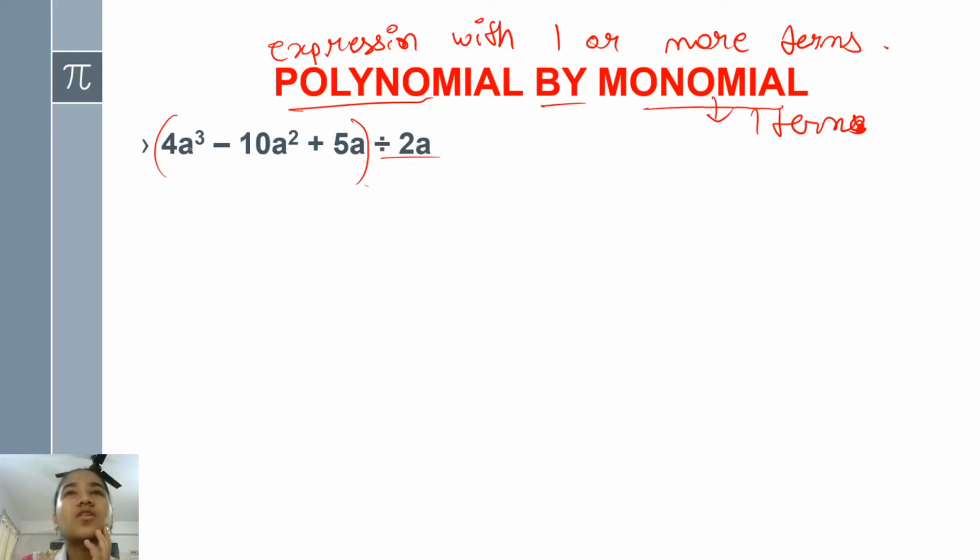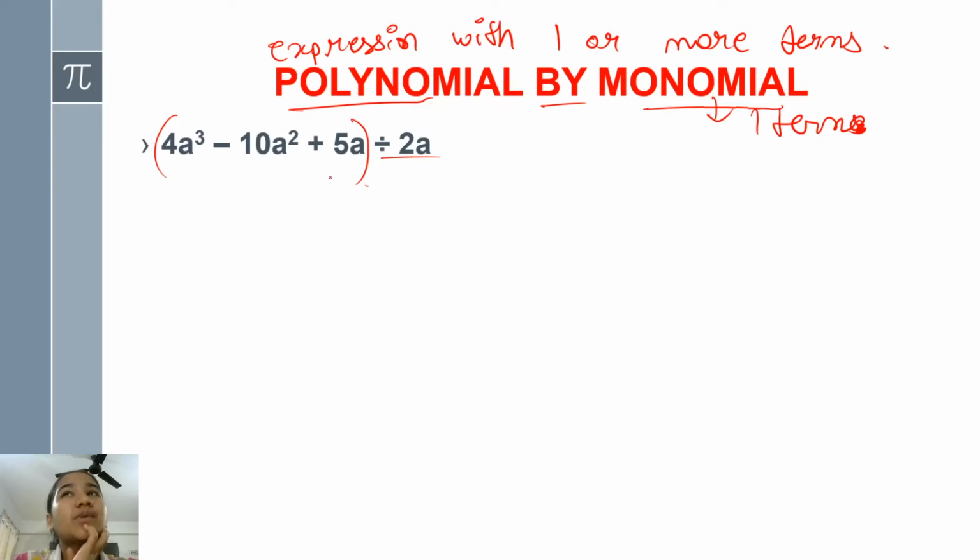Okay, so our question is 4a cube minus 10a square plus 5a divided by 2a. So the first step: this can also follow an identity. So there is some chance of this following an identity. First we'll see whether this follows an identity or not, and then we'll proceed. I hope you all understood this also. I hope that's not following an identity.